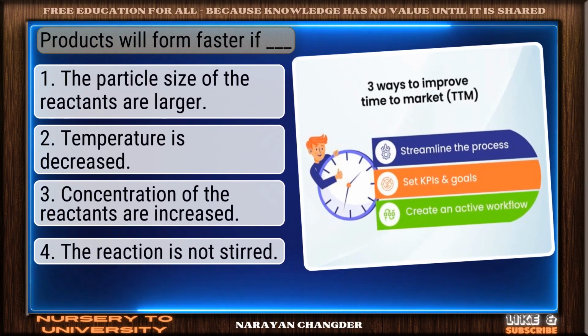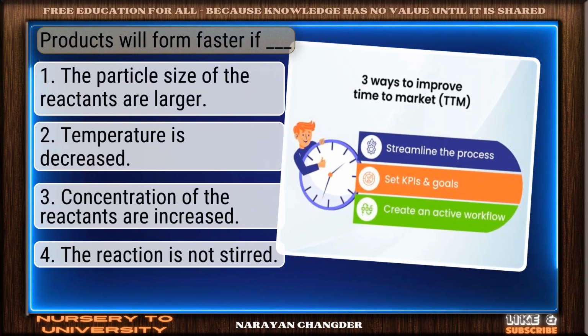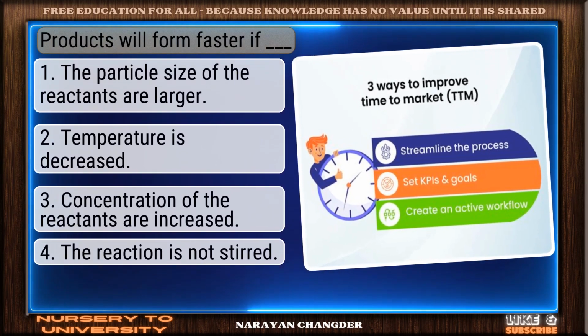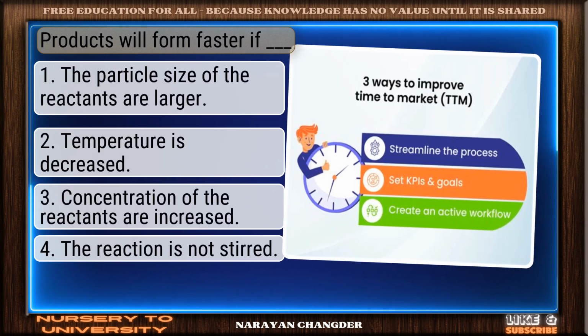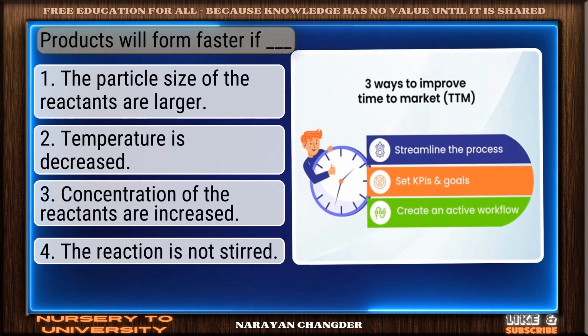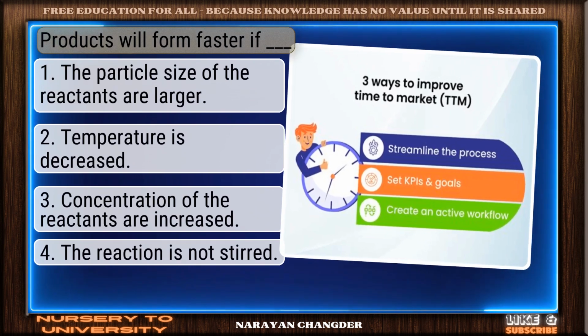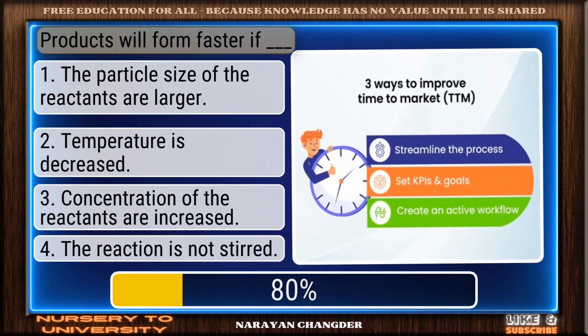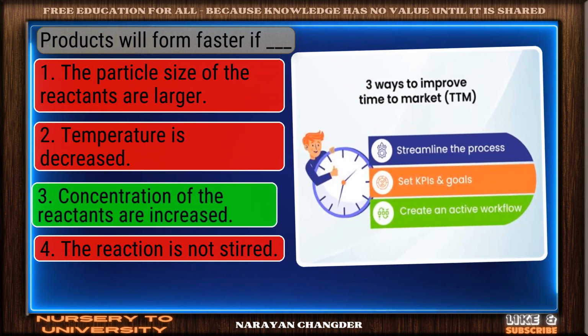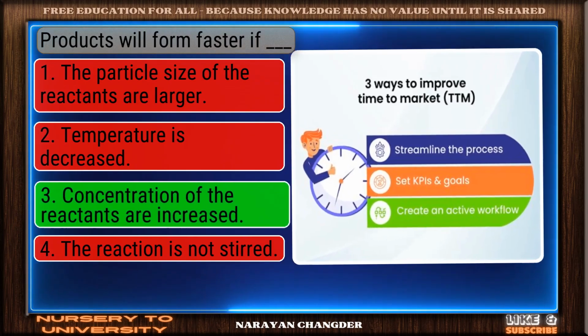Products will form faster if dash. Option 1, the particle size of the reactants is larger. Option 2, temperature is decreased. Option 3, concentration of the reactants is increased. Option 4, the reaction is not stirred. You got it. Concentration of the reactants is increased.